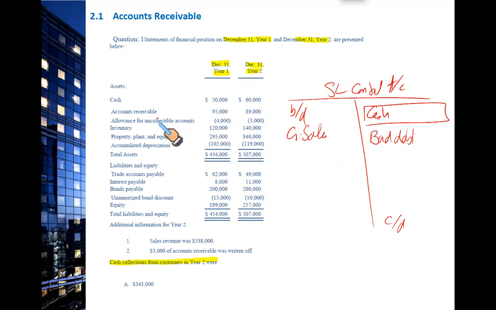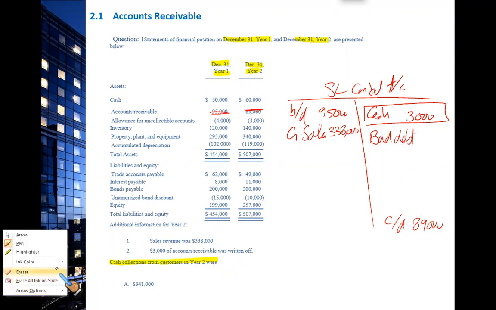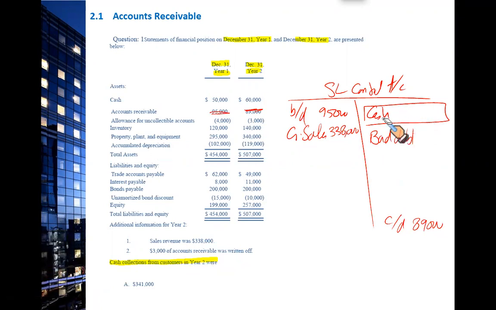Now, the opening balance of my account receivable is 95,000. Closing balance is 89,000. Sales revenue was 338, that's what we sell goods to our customers. And then it says bad debt written off was 3,000. Both sides are tallied because we already have the closing balance. If you work it back, you will find the balancing figure: 95 plus 338 less 89 less 3. So it'll give you 341.